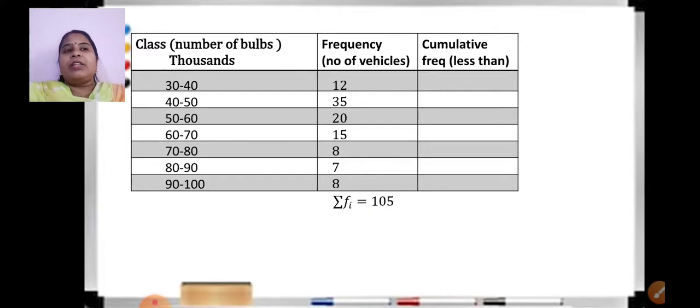Okay. So let's see this. The first one is written as it is. As I have told you, whenever we are filling in the cumulative frequency less than type, always the first number, that is frequency, is to be written as it is. Then go on diagonally adding it. 12 plus 35 will give you 47. 47 plus 20 will give you 67 and so on. Okay. And now when you observe the last number of this column, it is 105, which is nothing but the total of all these frequencies. Summation of Fi should tally with this last number of the cumulative column.